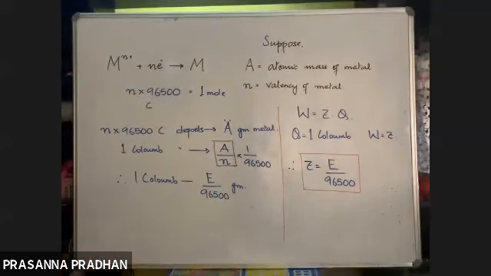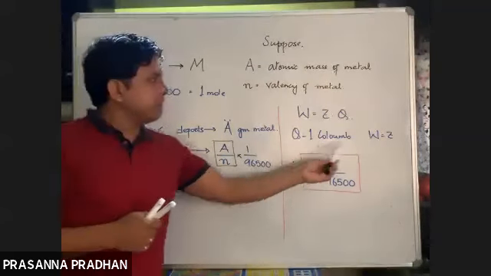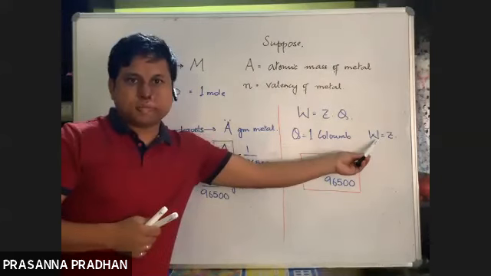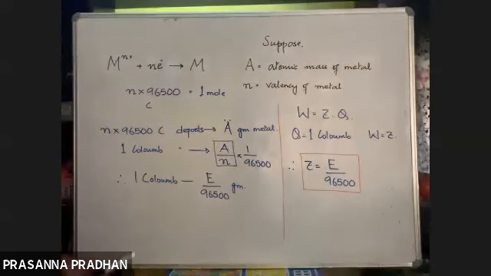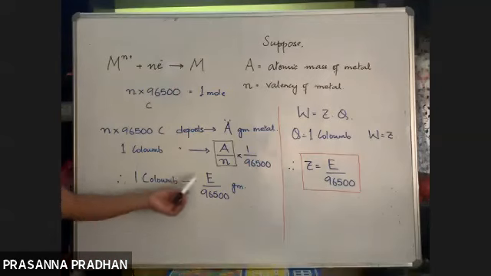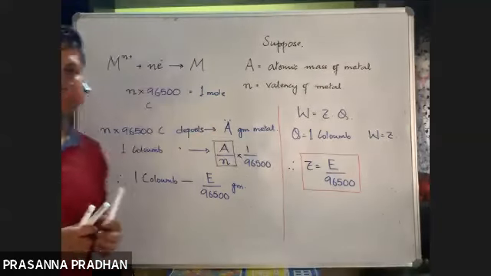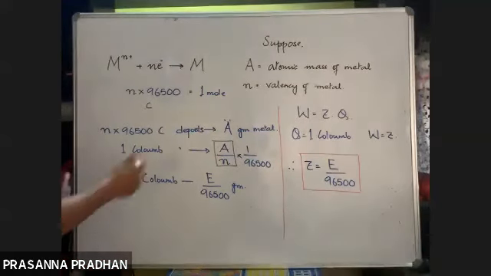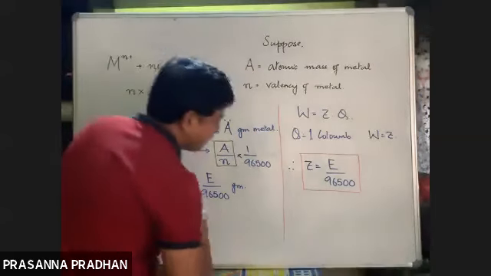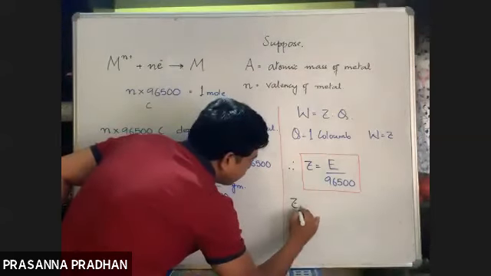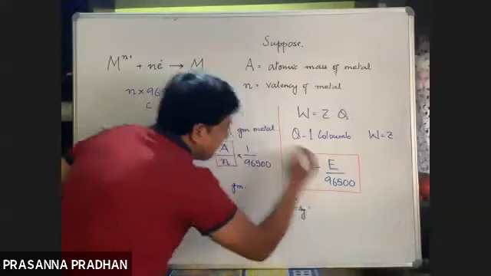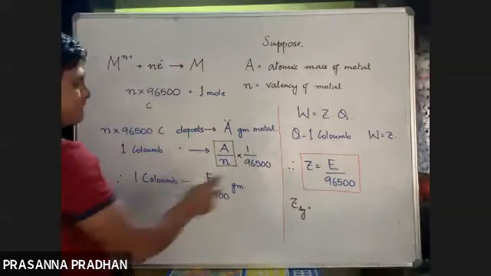So we know from Faraday's first law, if I pass 1 coulomb, Z is the weight of the substance deposited. Here again we have derived that on passing 1 coulomb, this is the weight of the substance deposited. So E by 96500 is equal to Z. So how are you going to calculate the electrochemical equivalent of silver? What is the atomic mass of silver? What is the equivalent weight of silver?